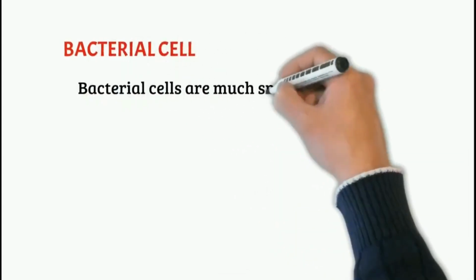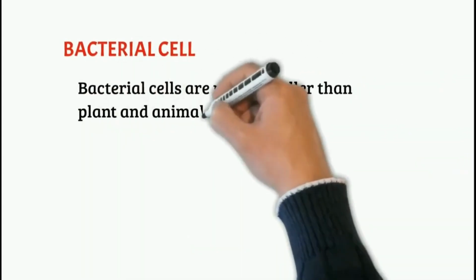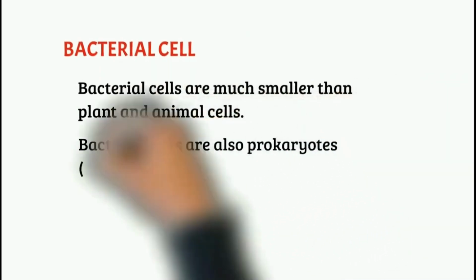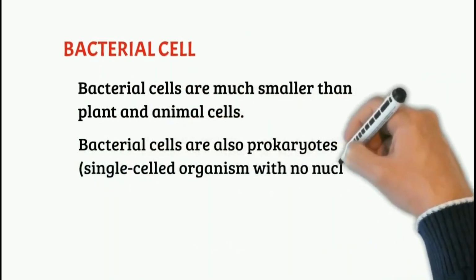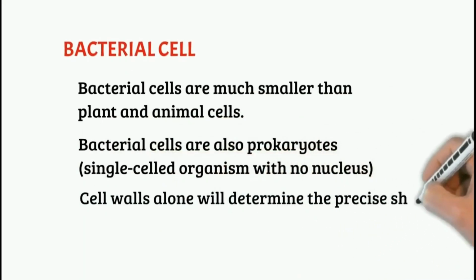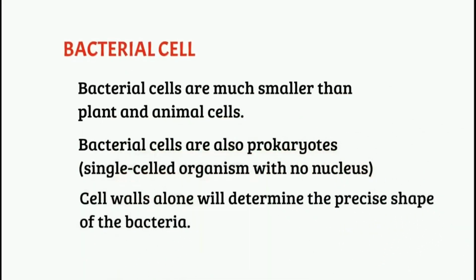Bacterial cell. Here let's go through some quick facts. Bacterial cells are much smaller than plant and animal cells. Bacterial cells are also prokaryotes, so they're single-celled organisms with no nucleus, and cell walls alone will determine the precise shape of the bacteria.